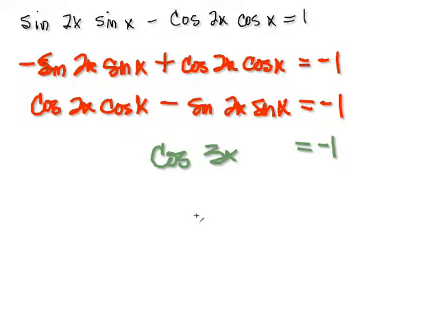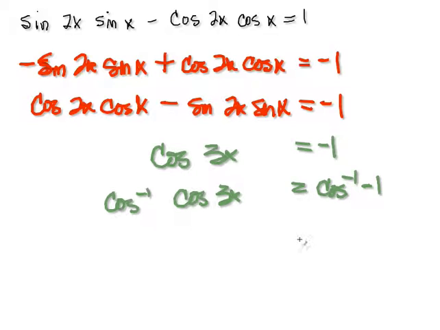All of this simplifies to the cosine of 3x equals -1. And now I can take the cosine inverse of both sides. The cosine inverse of the cosine of 3x is going to equal the cosine inverse of -1. The cosine inverse of the cosine of 3x is going to be 3x, because those are inverse functions. They kind of cancel each other out, right?